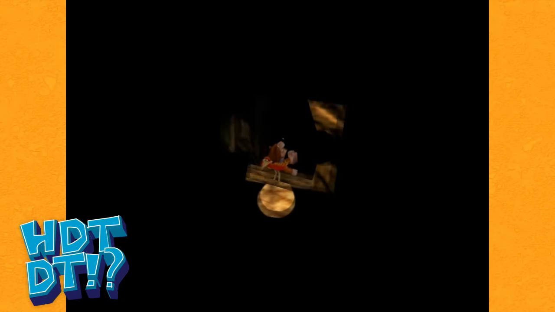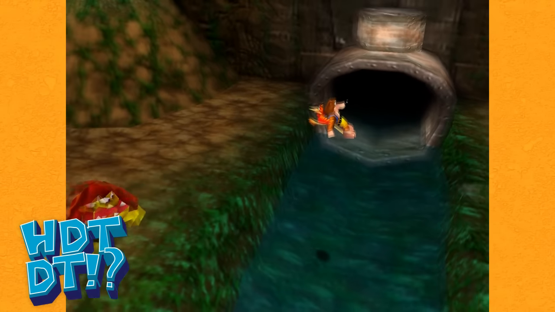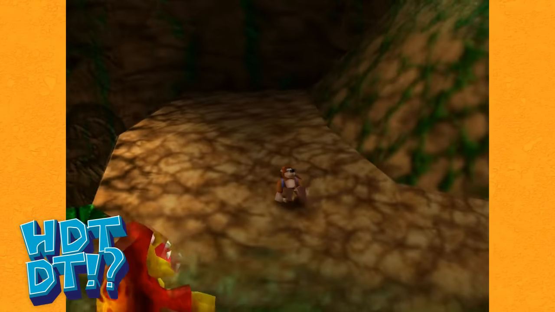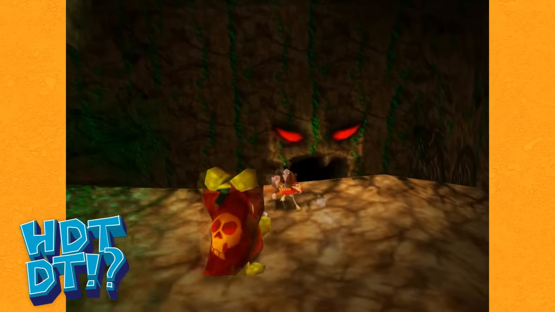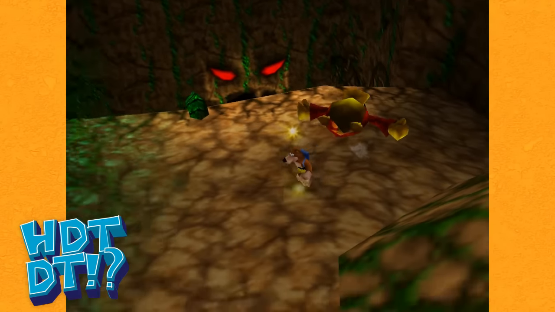In today's episode, we will be looking at Banjo-Kazooie's dynamic music. As you move through different areas in both the hub world and each of Banjo's levels, you will notice the music dynamically shifts to suit the mood of each area. But how exactly does that work?